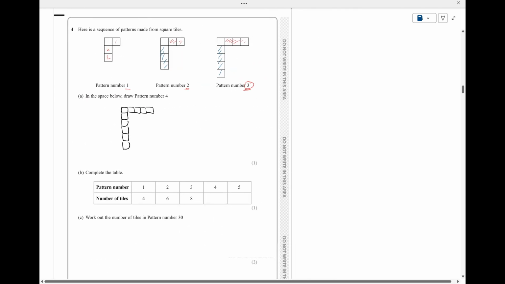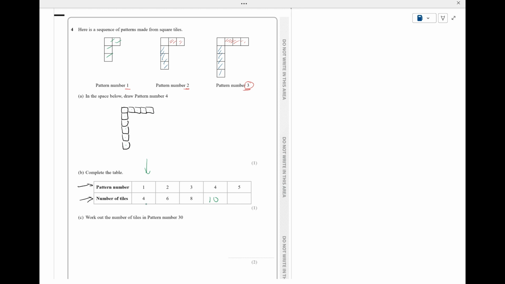Complete this table. Pattern number, number of tiles. Let's just check. Let's look. They've given us this one. Pattern number 1 apparently has 4 tiles. 1, 2, 3, 4. Yes, it does. Pattern number 4. Oh, well, that's this one, isn't it? 1, 2, 3, 4, 5, 6, 7, 8, 9, 10.